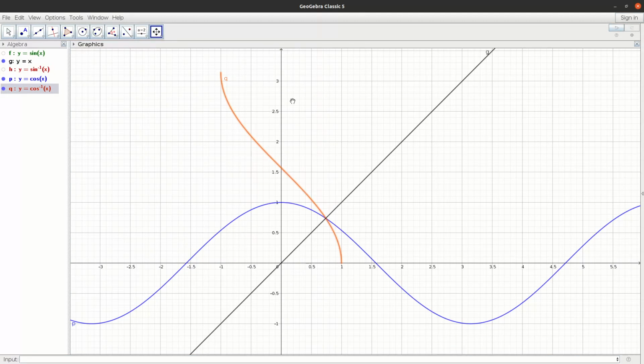Yes, did I say 2 pi before? It's actually just from 0 up to pi to make it a one-to-one function. I think I said 2 pi. That's definitely wrong. It's just from 0 up to pi. Okay, and that is arccos x.